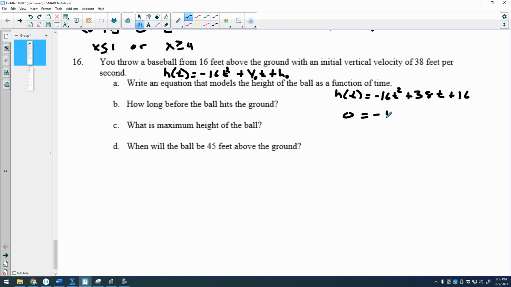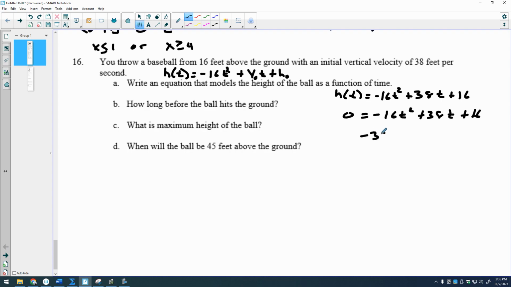Question B, how long before it hits the ground? Height when it hits the ground is 0. So I plug in 0 for h, and I solve. Notice it's simply a quadratic equation set equal to 0. There's no difference between this word problem and what we've been doing for the whole worksheet. Solve that thing. Pick a technique. Quadratic formula, factoring, complete the square. Don't care as long as you can do it.